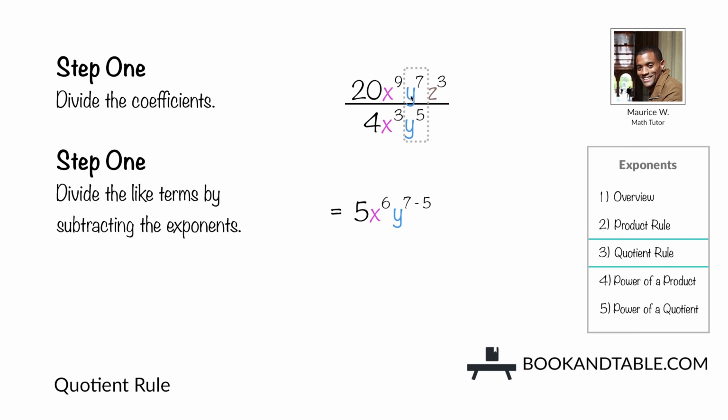You divide your y's. y to the 7th divided by y to the 5th is equal to y to the 7th minus 5, which is 2. And then you have z to the 3rd and no z in the denominator. So that just leaves you with z to the 3rd in the numerator. So that gives you a final answer of 5 times x to the 6th times y squared times z cubed. So to utilize the quotient rule, when you are dividing monomials, you divide the coefficients and then you divide only the like terms.